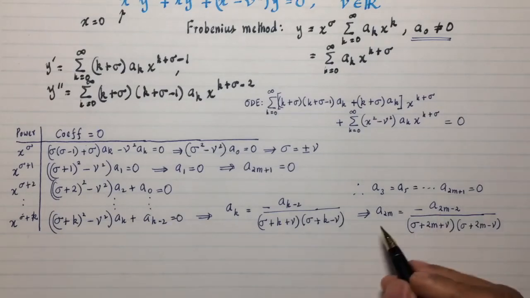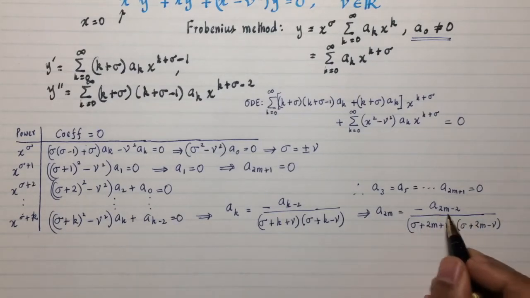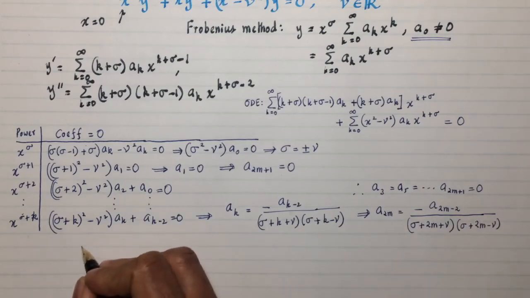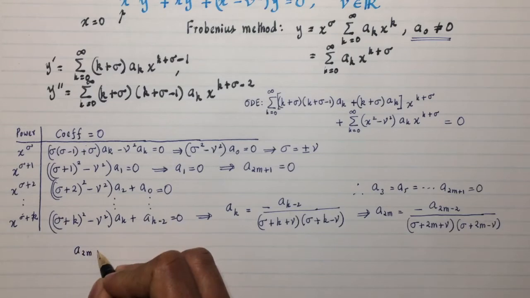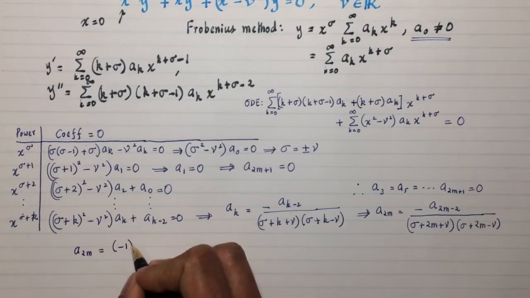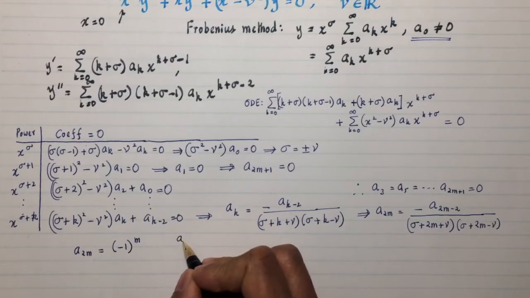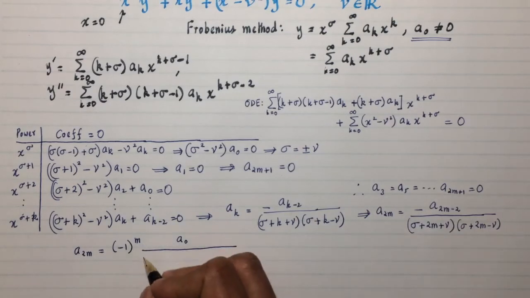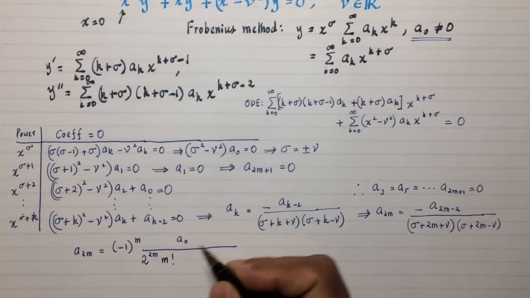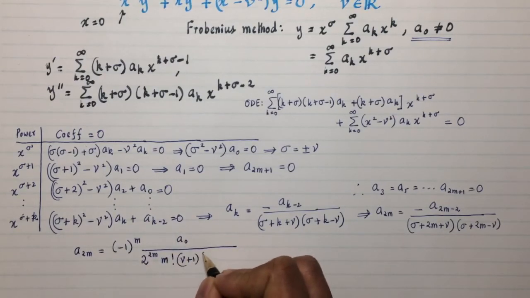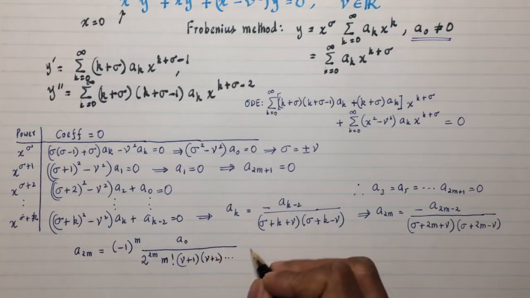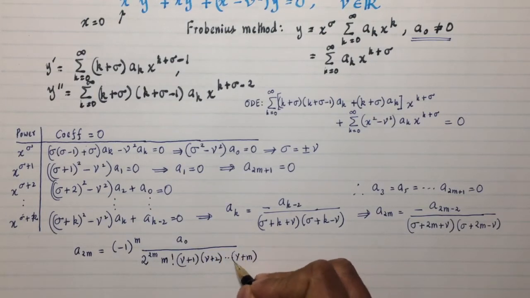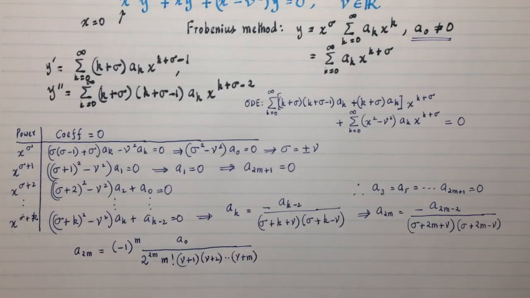If you apply this procedure inductively starting from a naught, you'll end up getting the following, and this is an easy exercise which I invite you to try doing. You're just going to get a naught divided by, so each time you're going to keep building up these denominator powers. So you're going to get 2 to the power 2m times m factorial nu plus 1 times nu plus 2 all the way to nu plus m. If this seems far-fetched, let's try a little to see that this works out.